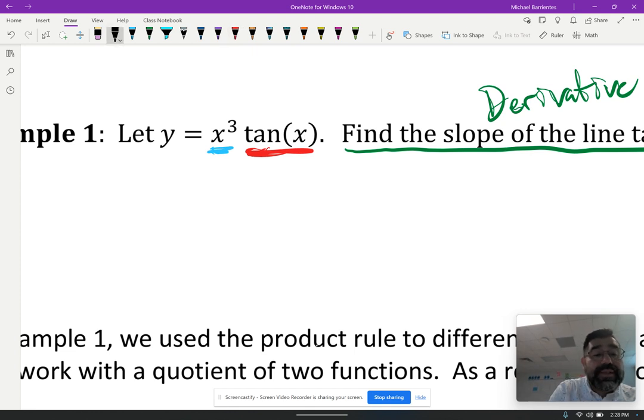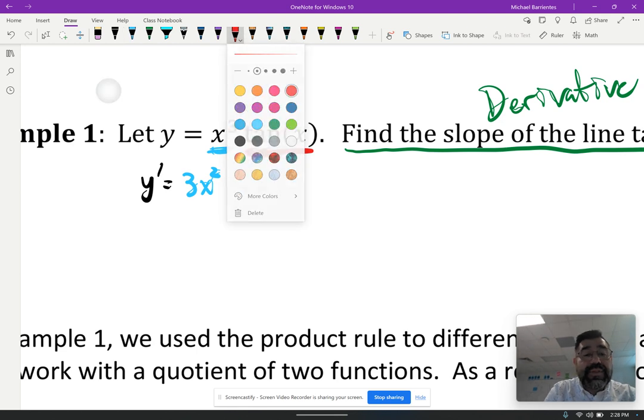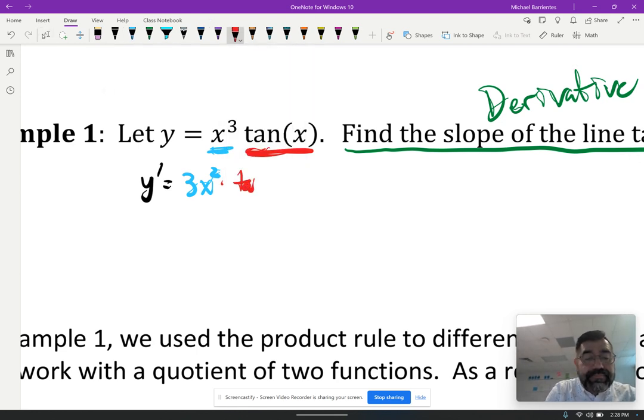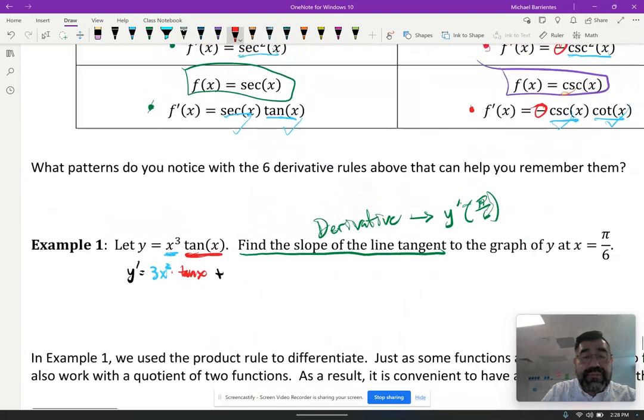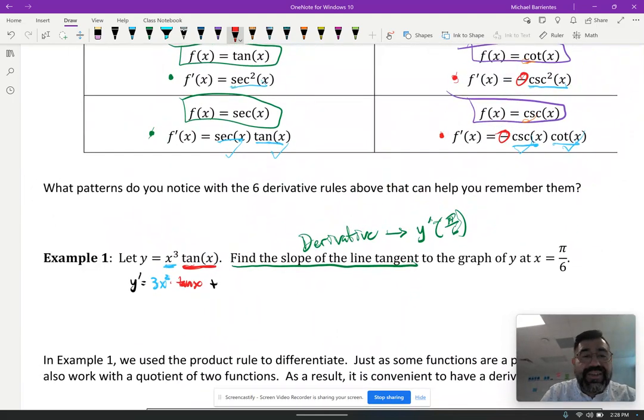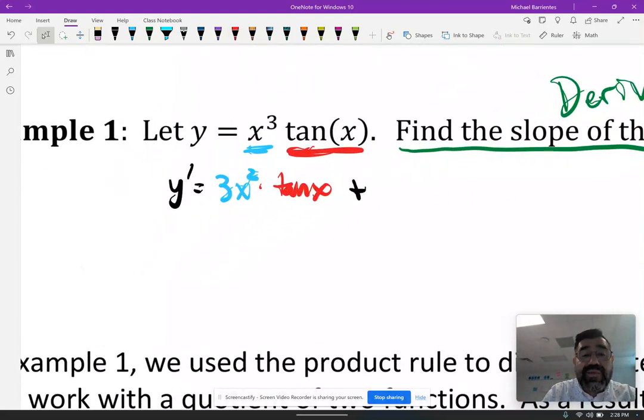So here we go. Let's do y prime. Y prime says, take the derivative of the first, so the derivative of the blue, that would be 3x squared, times the second function, plus take the derivative of the second function. Well, what's the derivative of tangent? Didn't we just write that down? Or wasn't it on the paper? Yes, the derivative of tangent is secant squared. So we're going to write secant squared x times the first function, the way it's written. And that's x to the third.